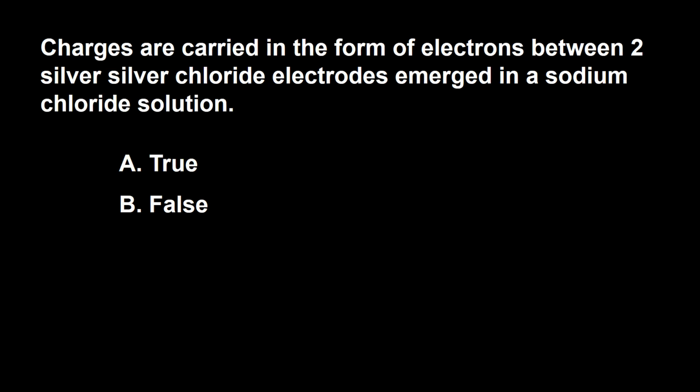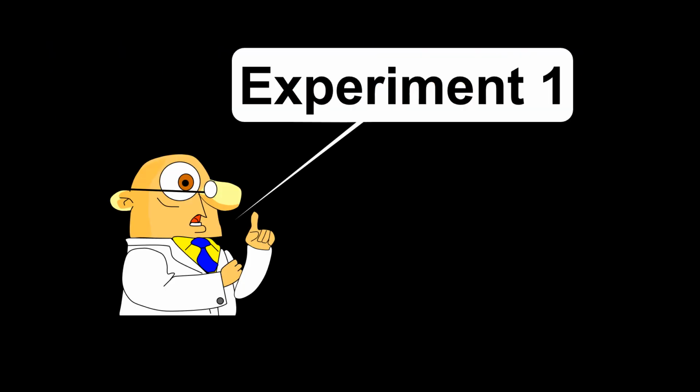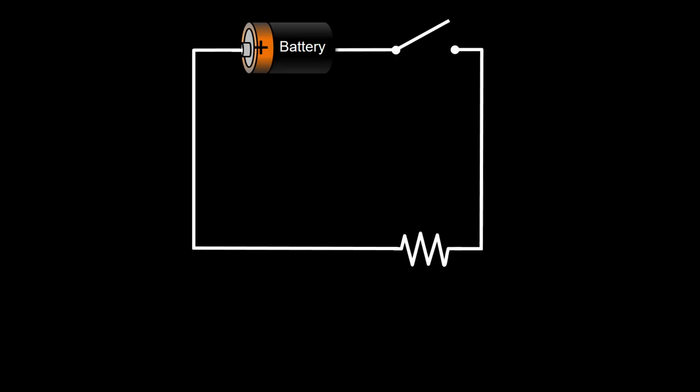The next question is, charges are carried in the form of electrons between two silver chloride electrodes immersed in a sodium chloride solution. A. True. B. False. I will approach this question by sketching and explaining a few experiments. The first experiment consists of depicting the diagram of an electrical circuit with a resistor powered by a battery. The other element present in the circuit is a switch. In this case, the switch is open.